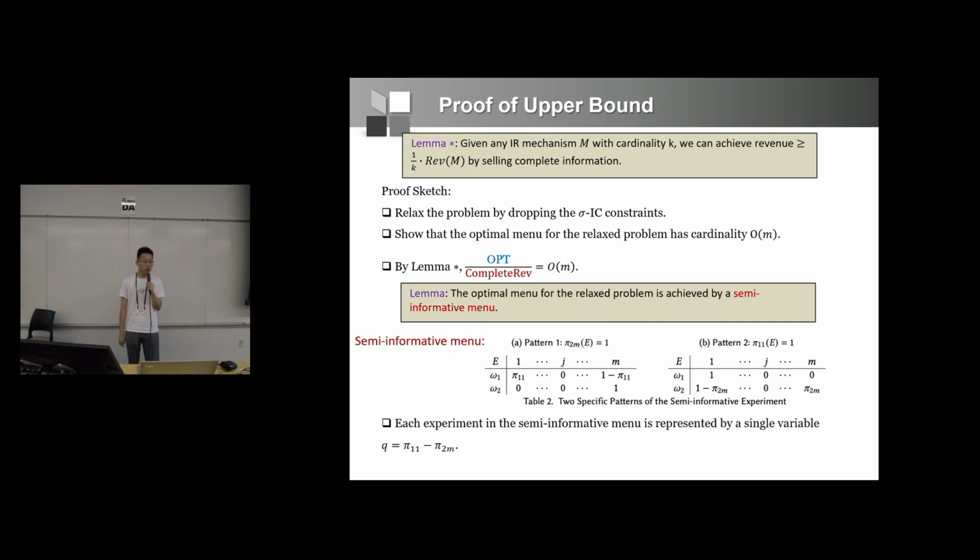A good thing about this class of mechanisms is that each experiment can be represented by a single variable. Then we are able to write the relaxed optimization problem as an LP with a linear number of constraints using this variable. That implies the optimal mechanism of the relaxed problem has a very small cardinality.